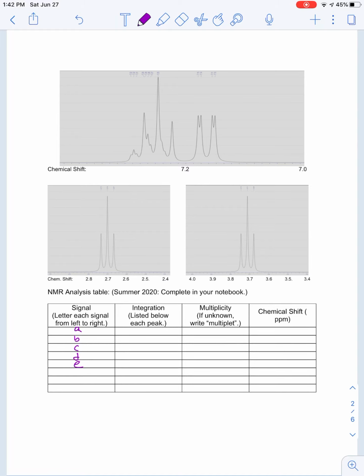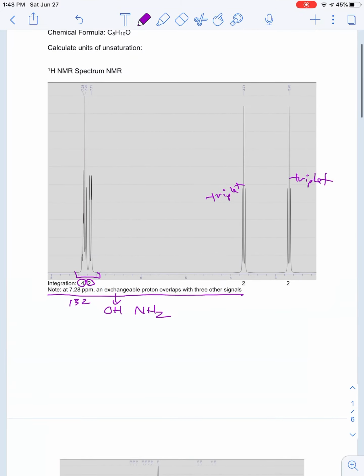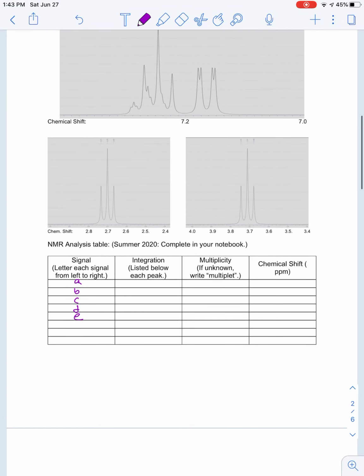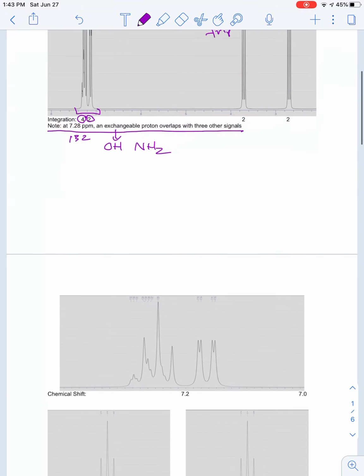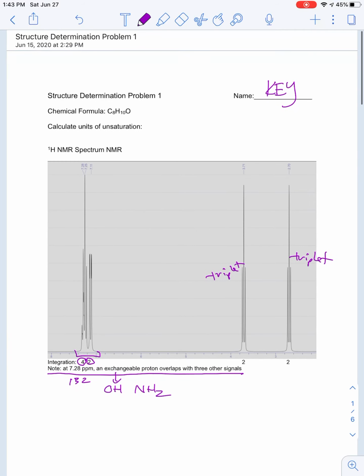When you see papers that are highlighting NMR spectra, you often see this kind of labeling in order to specifically differentiate the signals and represent them on the final structure. So the integrations, if we go back up, are 1, 3, 2, 2, 2. It's always useful as a check to add up the number of protons from the integrations to make sure it matches the formula. So 10 and 10. I'll get back to the units of unsaturation in a second.